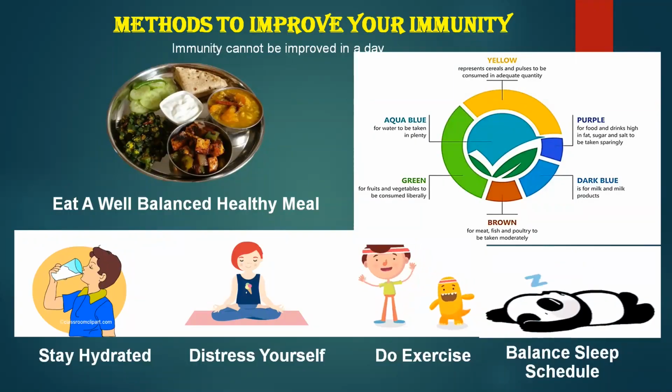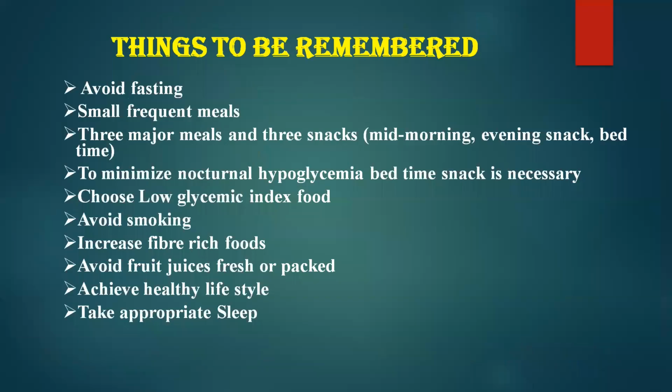Methods to improve immunity: balanced diet, stay hydrated, de-stress yourself, do exercises and balance sleep. I have already spoken about what to avoid. हाँ, for diabetic patient fasting नहीं रखना है, बहुत लंबा गैप नहीं रखना है. Small frequent meals, 3 major meals and 3 snacks to minimize nocturnal hypoglycemia. Bedtime snack is necessary. Choose low glycemic index food. Avoid smoking. Increase fiber rich food. Avoid fruit juices, fresh or packed.